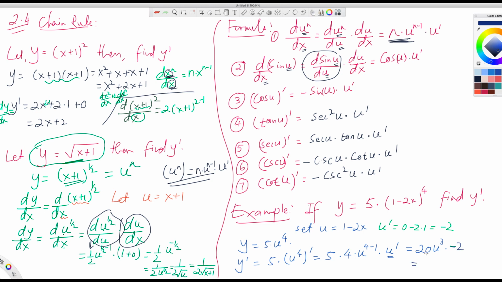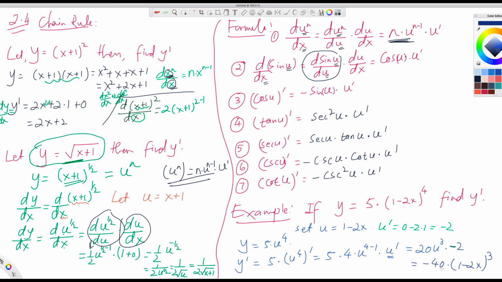But your question was in terms of x, so you want to write your final answer in terms of x. So 20 times negative 2 is negative 40 times u, which is (1 minus 2x), to the 3rd. That is the final answer. Okay, so it was a lot easier. This chain rule made the problem very easy.